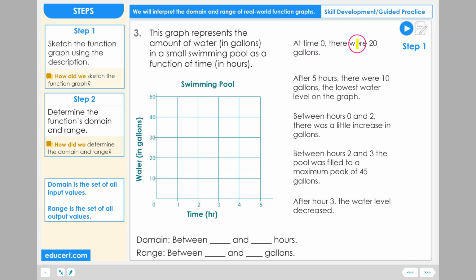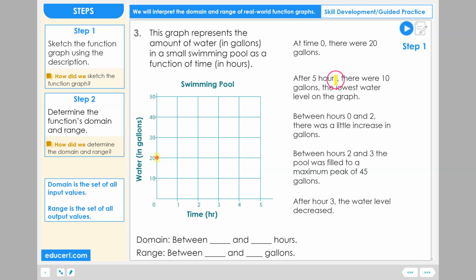Over here is our description of this function graph, and we will use this information to sketch the graph. At time 0, there were 20 gallons. That's our first ordered pair in this function graph. It's a precise point. At 0 time, we had 20 gallons.